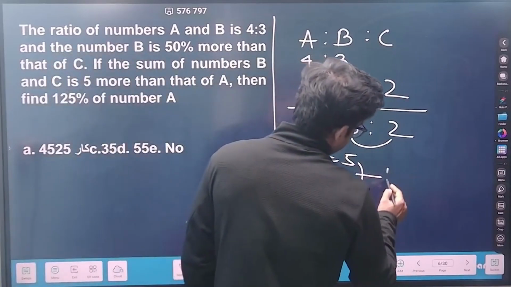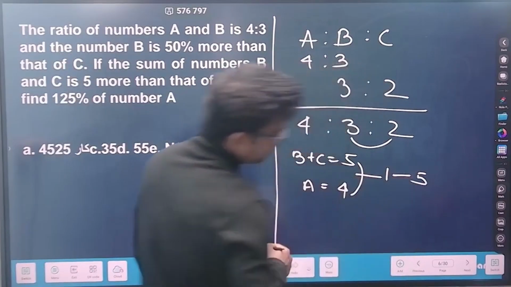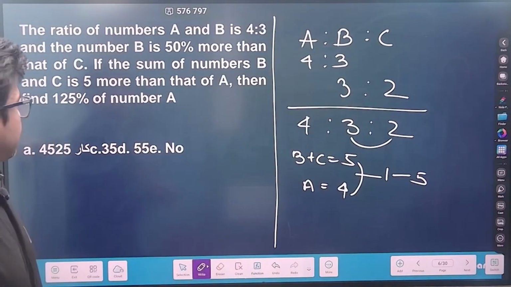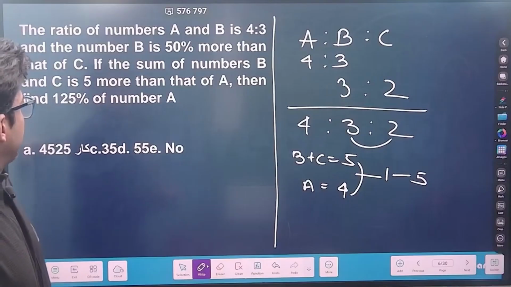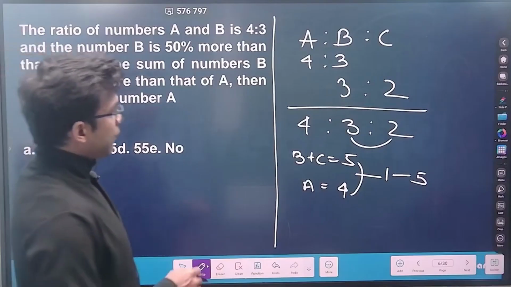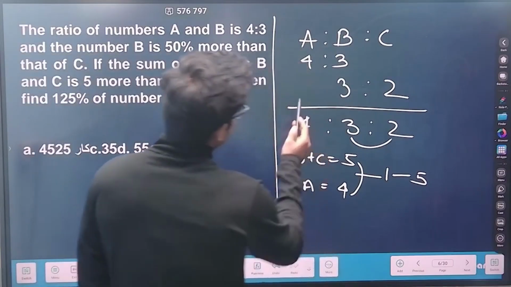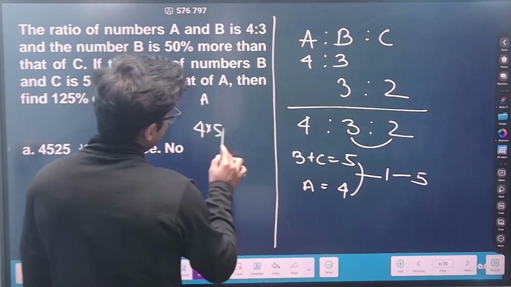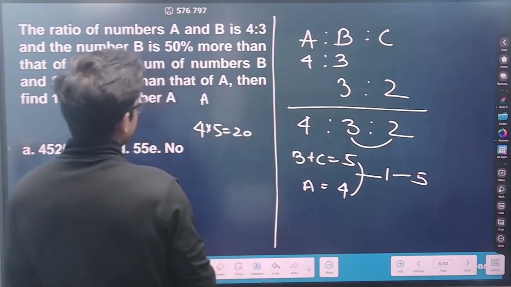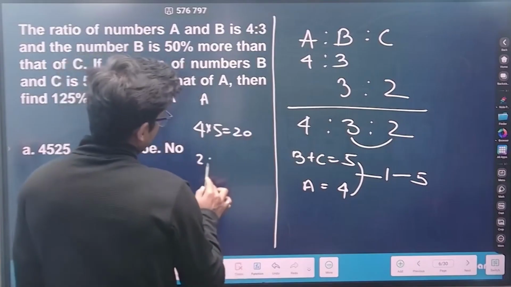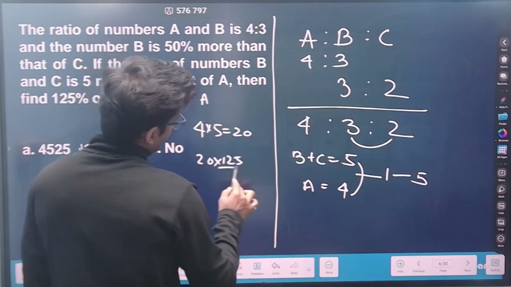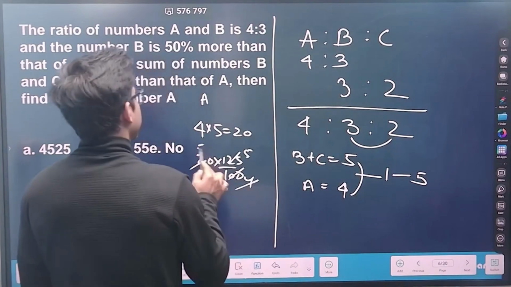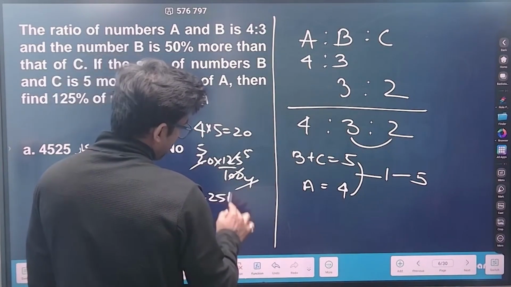According to me, the difference is 1. According to the question, the difference is 5. Then find 125% of A. So the value of A would be 4 into 5, which is 20. Now for 125% of 20, we multiply 20 by 125 over 100, which is 5 by 4, and 4 fives are 25. 25 is the answer.